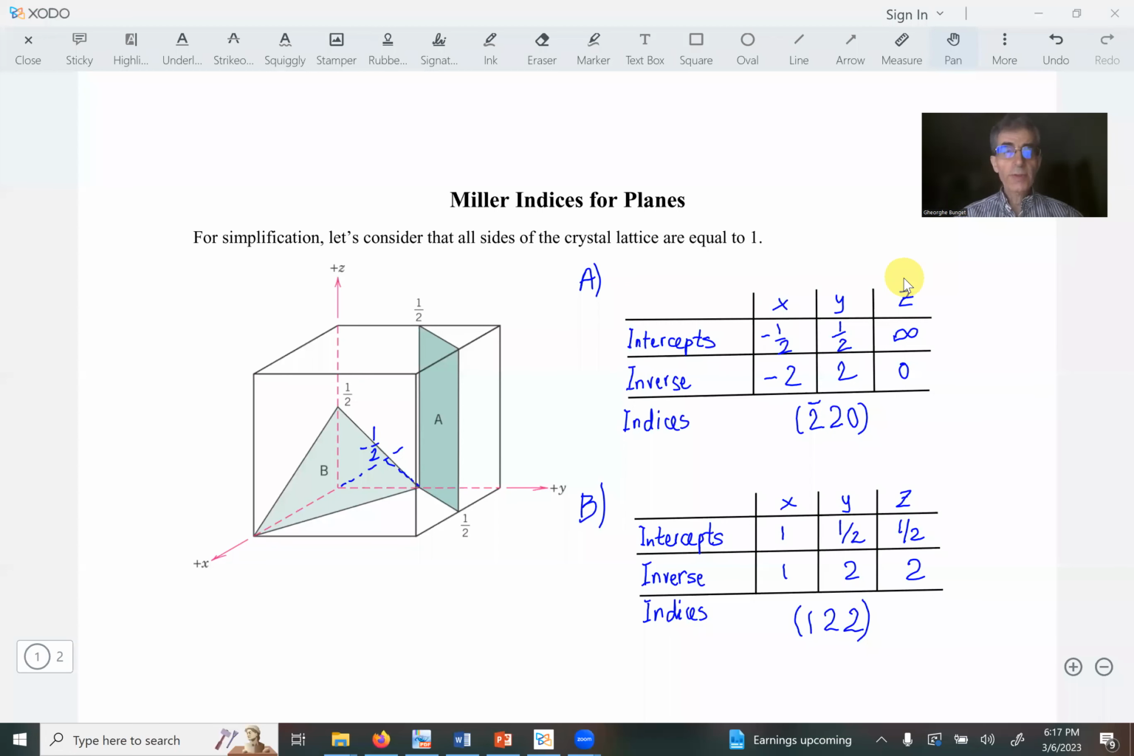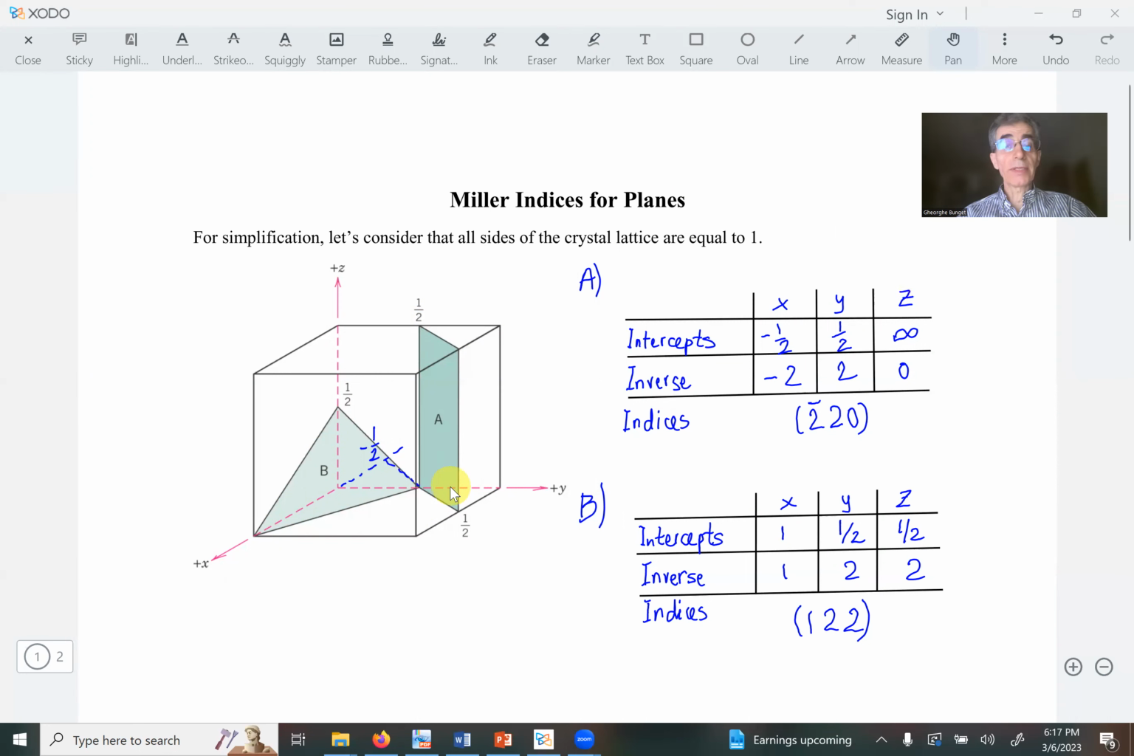All right, so this is a case where we studied the Miller indices for planes, and as we did for the directions, we also consider everything in here as being unity. All the sides of the crystal lattice we consider unity, for simplification purposes, even if they are not, as we know, most of them are not.